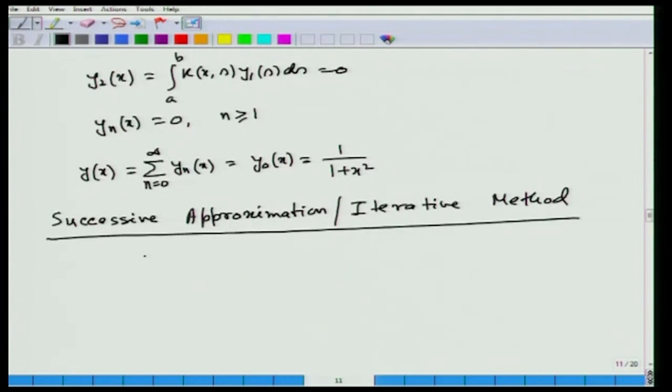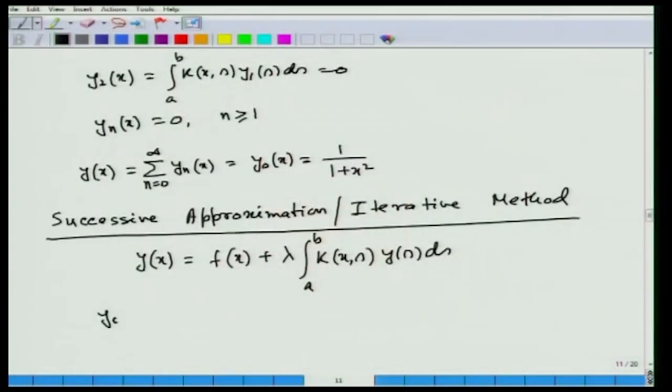So, the point is that we have to solve this equation y(x) = f(x) + lambda integral a to b k(x, s) y(s) ds. So, our target is first of all we assume an initial guess for y, and that will be denoted by y_0(x). You can recall in case of Volterra integral equation we have described this may be equal to 0, maybe 1, maybe x, and in general we can say any continuous function that is bounded within the closed interval [a, b] will serve the purpose.